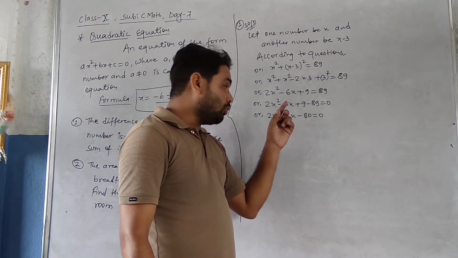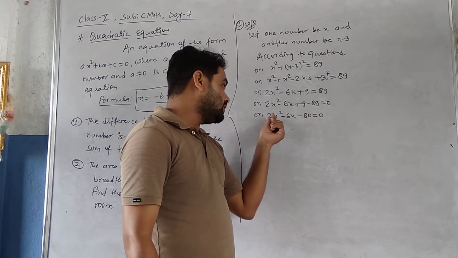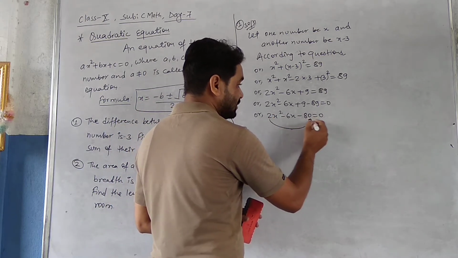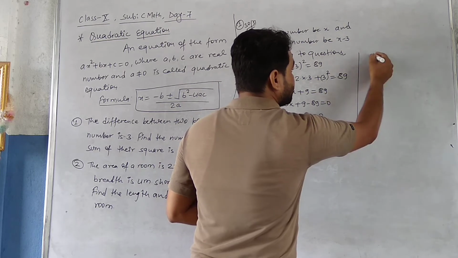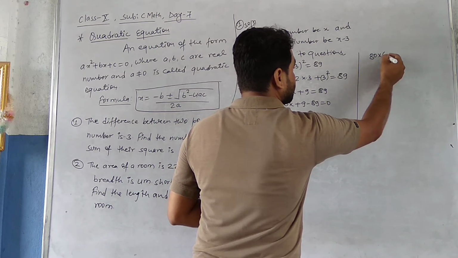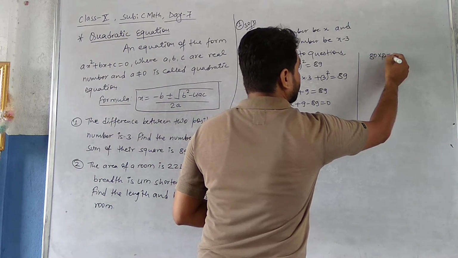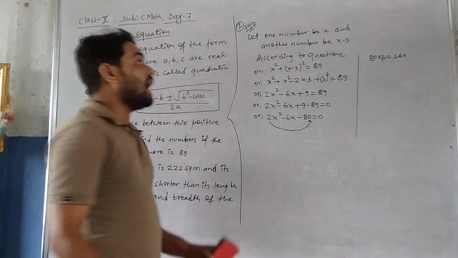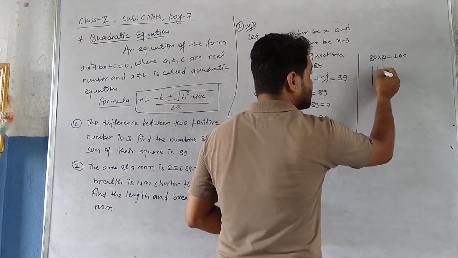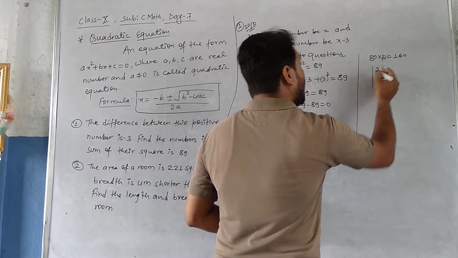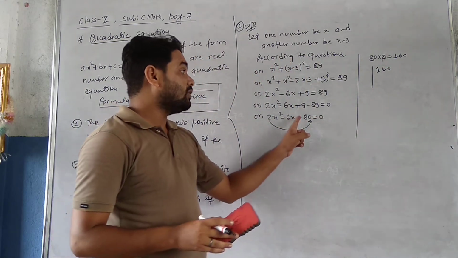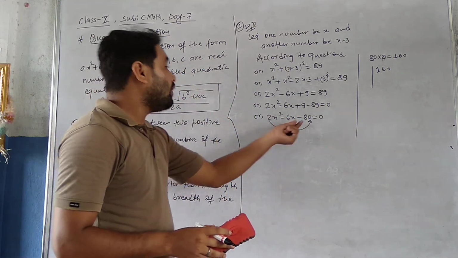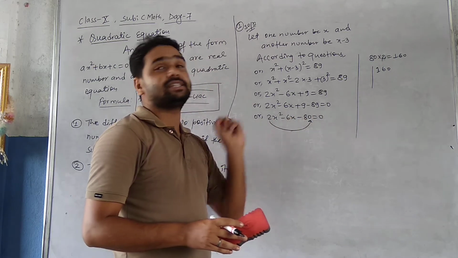That means we have to multiply these two, 2 with this 80, at first. We get 160. At first we have to factorize this 160, and while factorizing, we have to make two numbers such that on subtracting we get 6.